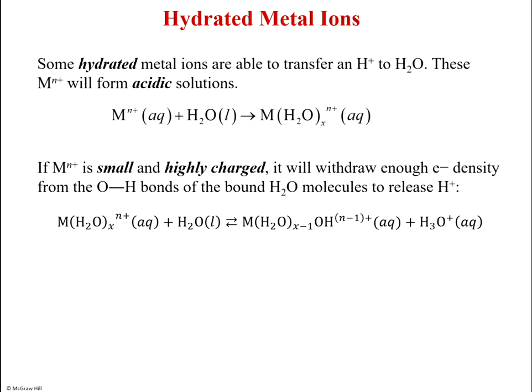This is particularly true if Mn+ is small and highly charged, and specifically this is for the trivalent metals, those with a charge of 3. That's usually the highest charge you see in aqueous solution. So aluminum 3+, iron 3+, chromium 3+, these are all small, highly charged ions, and they are all acids in solution.